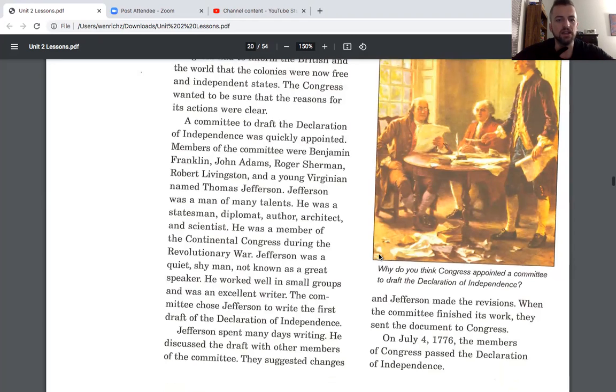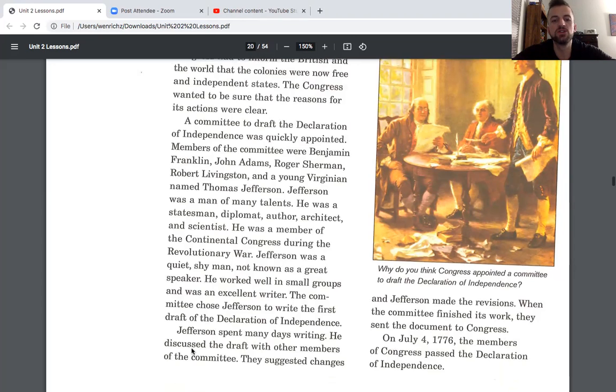Jefferson was a quiet, shy man, not known as a great speaker. He worked well in small groups and was an excellent writer. Like a lot of you. An excellent writer, working well in small groups. Not a very prolific speaker.